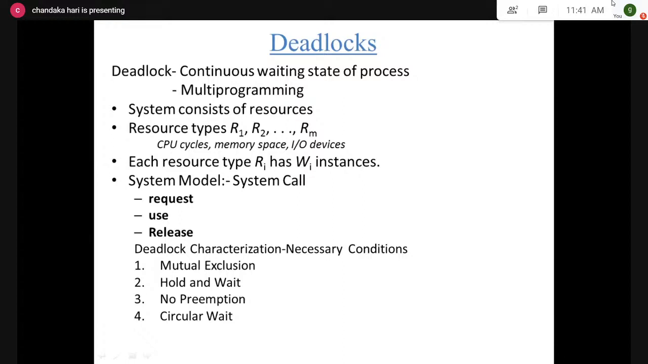Hold and wait. In a multi-programming environment, more than one process is competing for resources. In case any process is holding some set of resources and waiting for the resources held by some other process, and similarly that process is also holding some set of resources and waiting for the resource held by this process, then both processes are not allowed to continue the execution, and this particular situation is called deadlock.